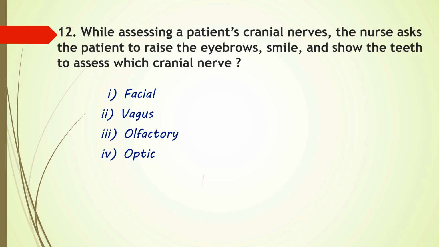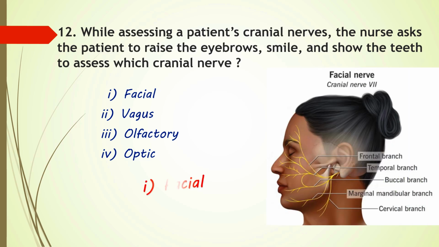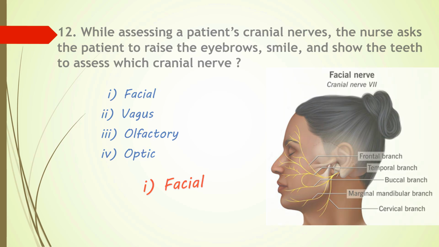Cranial nerve 7, that is facial nerve, is a paired complex mixed nerve responsible for the motor control of facial expression as well as taste sensation for the anterior 2/3 of the tongue. So here option 1 is the correct answer.